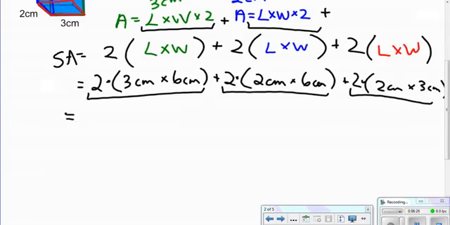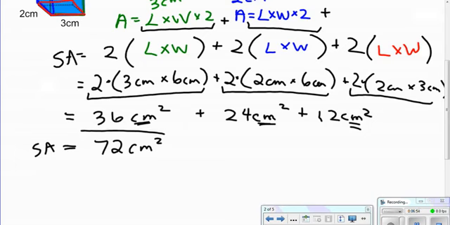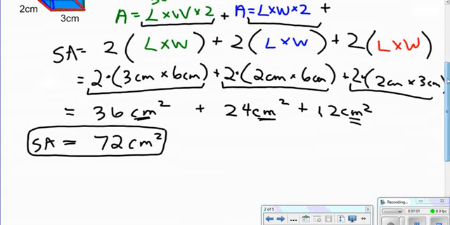Okay. So when we multiply these out, we should get 36 centimeters squared plus 24 centimeters squared plus 12 centimeters squared. Now we can add them all up, and notice that our units are all the same. We can only combine them if the units are the same, so that's important to note. And you get a total surface area of 72 centimeters squared. Yes, I know it's a lot of work, but that's kind of what we have to do.